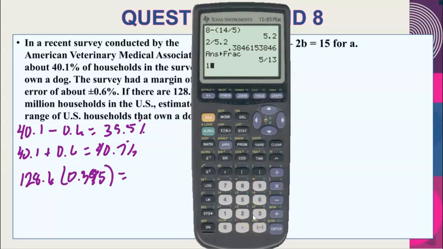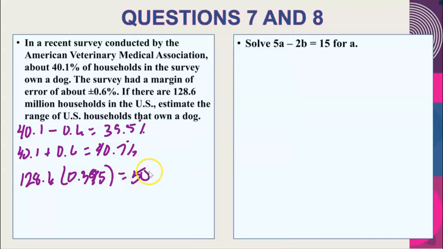So if we get our calculator here, we have 128.6, and we're going to multiply that by 0.395. That's going to give us 50.797. So let's just round this to the nearest tenth. So we'll say 50.8 million. So 50.8 million households.